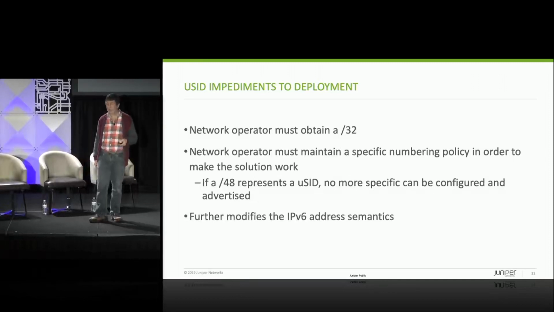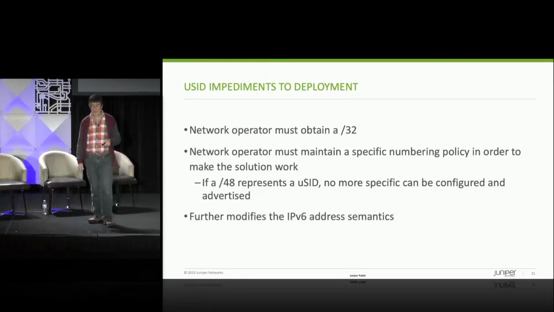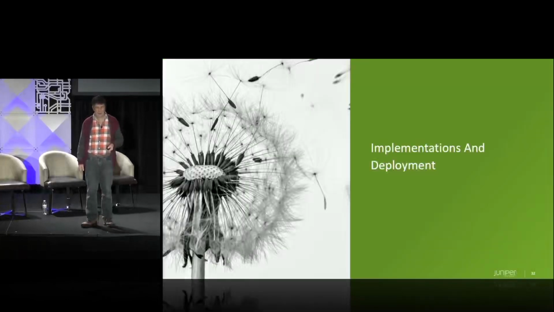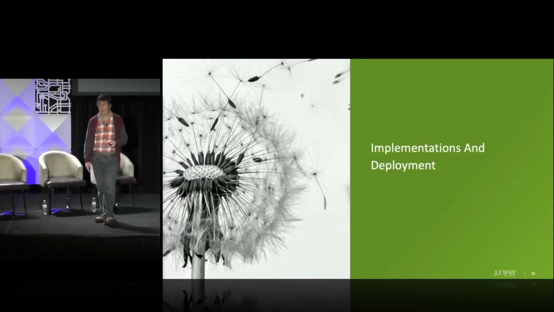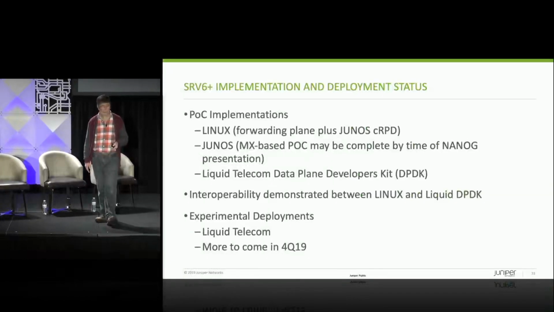For instance, if a /48 represents a microSID, you better not advertise anything more specific than that /48, or else you create black holes, and it further modifies the IPv6 addressing semantics. So let's take a look at the implementations and deployments of SRv6+.